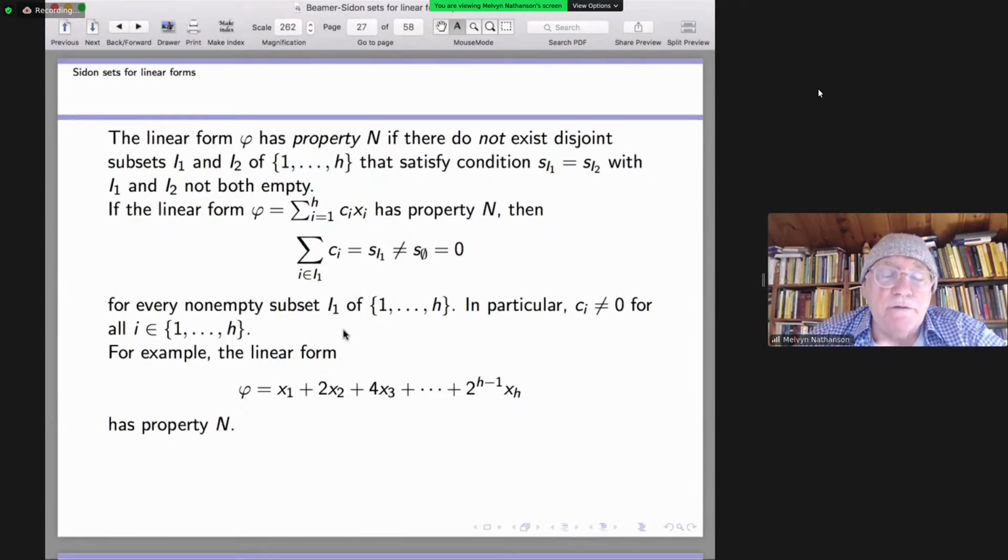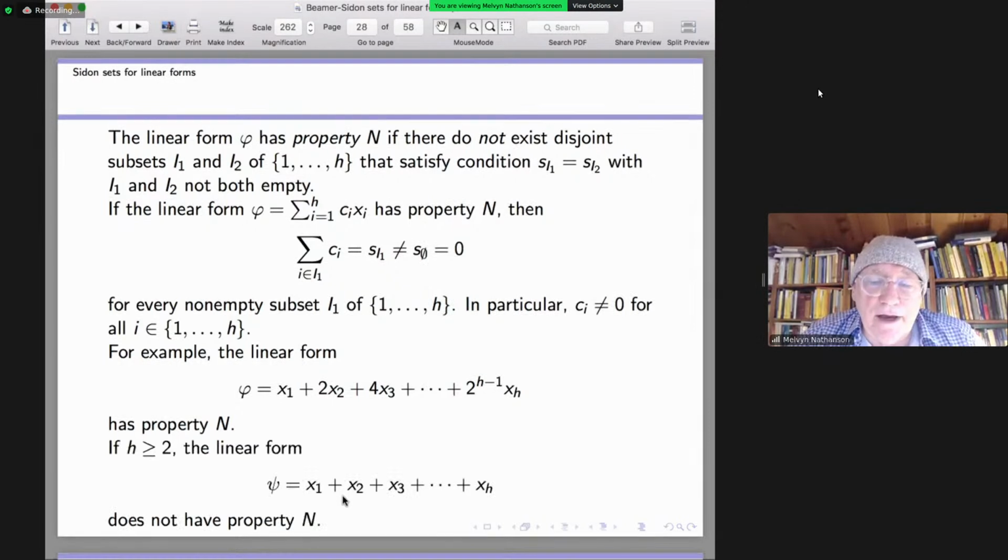So an example of a form that has this property is the form where you take as your coefficients the powers of 2. So a sum of powers of 2 equals another sum of powers of 2 if and only if the summands are the same. So no coefficient sum here equals another coefficient sum. So this is an example of a form that has the property.